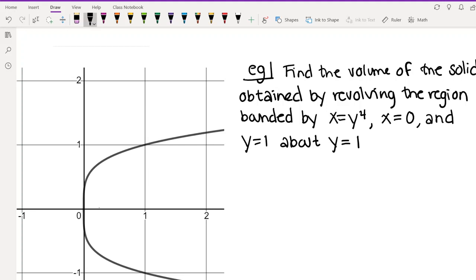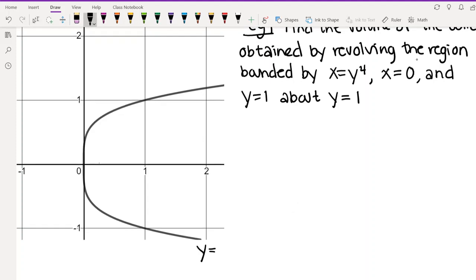So let's start by looking at our region. This graph here is the graph of x is equal to y to the fourth. So it's not a parabola, but a sideways version of y is equal to x to the fourth. And then we have x is equal to 0, so that's here. Let me make that a little better. And then we have y is equal to 1. So we have basically this region here. But instead of revolving it around the x or y axis, we're going to revolve it around this line.